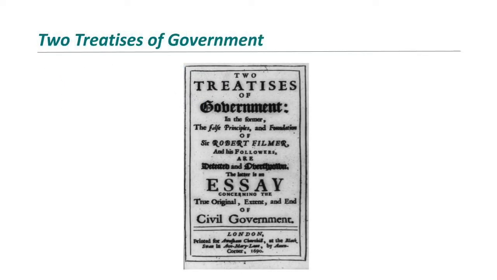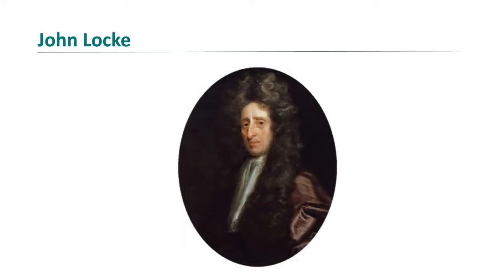This is the title page of John Locke's two treatises of government, which traced the origins of government to an original state of nature and insisted that political authorities must not abridge mankind's natural rights. This is the British political philosopher John Locke, painted by Michael Dahl around 1696.